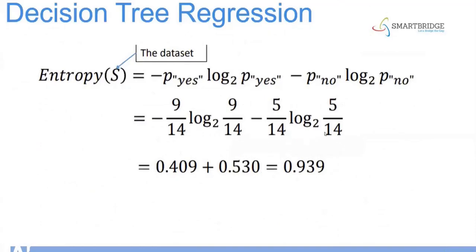Did you understand this mathematical equation? The entropy formula is the negative of the probability of yes times log 2 of the probability of yes, minus the probability of no times log 2 of the probability of no. Did you understand this formula?